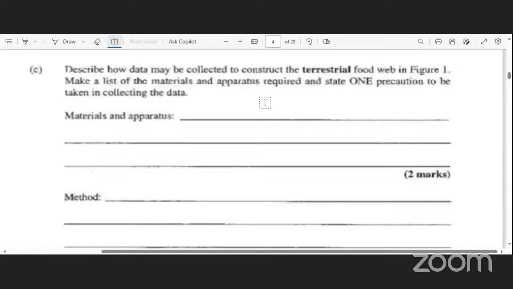All right. So the next question: describe how data may be collected to construct the terrestrial food web in figure 1. Make a list of the materials and apparatus required and state one precaution to be taken in collecting the data. So first things first, this is like a mini lab, right? So we need to know the materials and apparatus that we're going to carry outside in order to collect data for the different organisms. So what kind of materials and apparatus do we need?